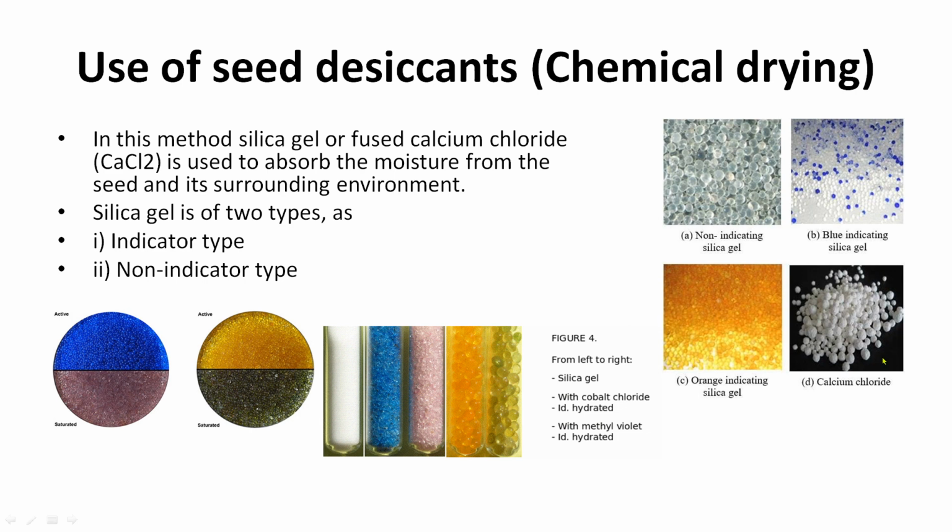While calcium chloride doesn't have any indicators, it is used specifically for those seeds where breeding is to be done, and for storage of flower seeds. Some of the advantages here are that it is less time consuming and the drying process in this method is uniform. Some of the disadvantages are that it cannot be used on a large scale as the chemicals are very costly. A skilled person is required to monitor the operations, because over drying may also occur during chemical drying.